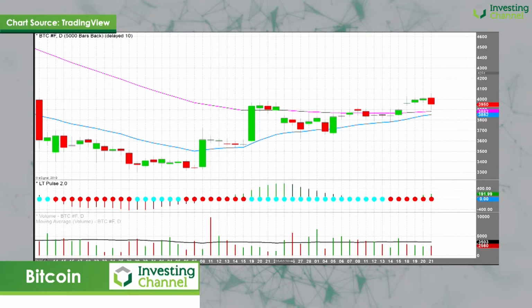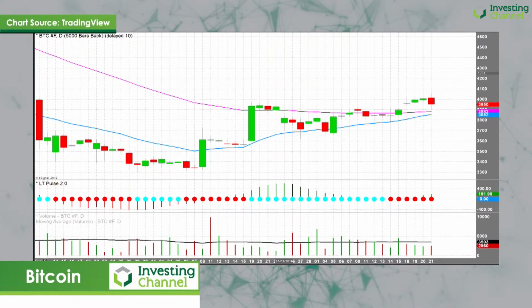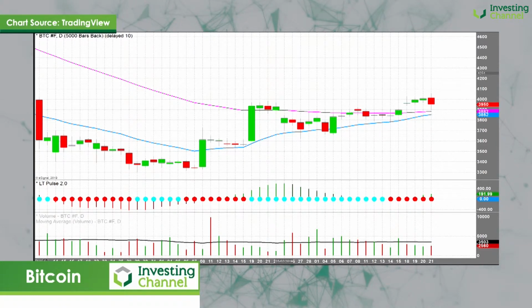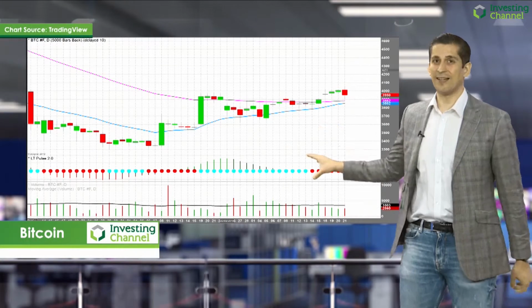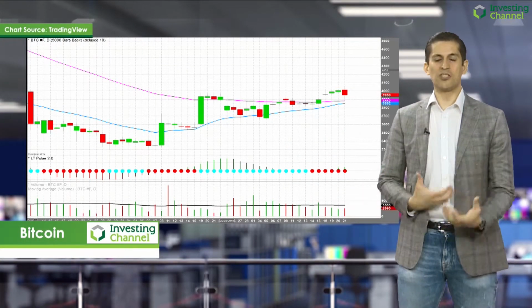The volume has been below its 50-period moving average, which is not a healthy sign. It's not a healthy sign you want to see on upward momentum. When you see price moving higher with upward momentum, you want to see it accompanied by above average buying volume. And so far, we're not seeing that. This is a sign of weakness. This is a sign that maybe this rally is running on fumes, and there's not much conviction behind this.